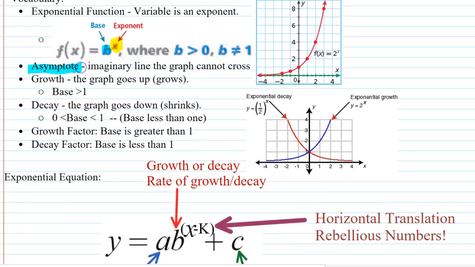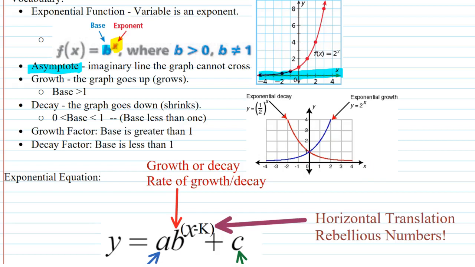An asymptote is the invisible or imaginary line that our graph cannot cross. So here our asymptote is right on the y-axis. Now this can be moved up or down. Exponential functions can either grow or decay.